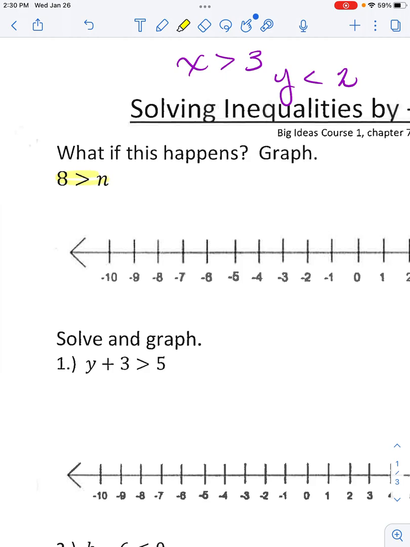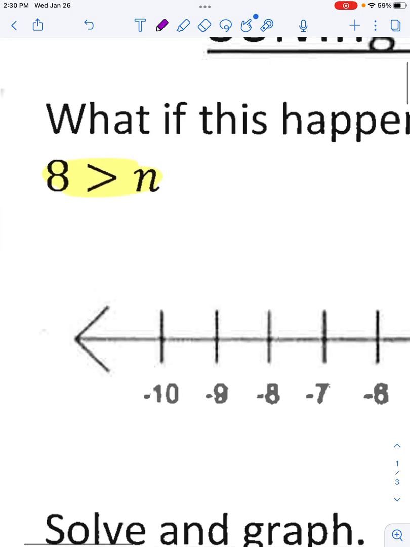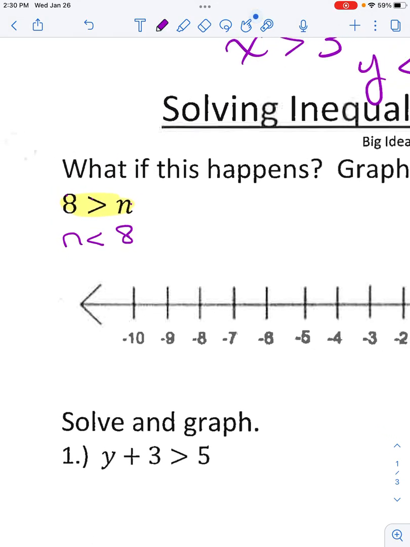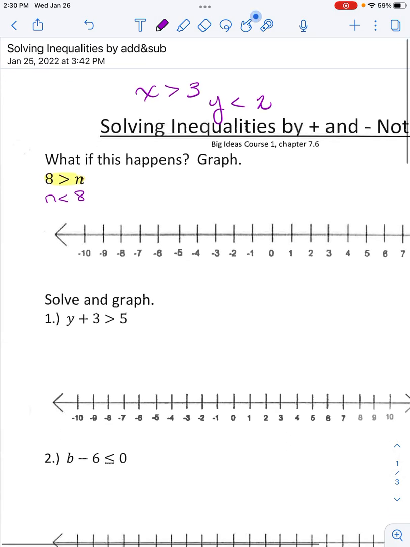If you see something like this, you will want to immediately reverse it, okay, and make your variable on the left-hand side. So to do that, you're literally going to flip everything around, okay? Up here it says 8 is greater than n, and now it says n is less than 8. It says the exact same thing, okay? We just always want to have the variable on the left, okay? So n is less than 8.